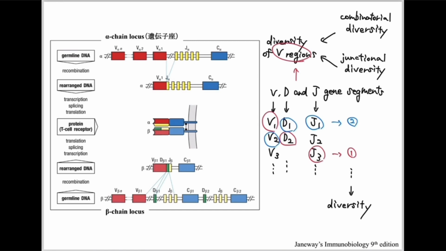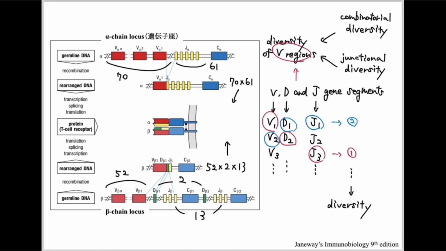Specifically, alpha chain locus consists of 17 V gene segments and 61 J gene segments, whereas beta chain locus consists of 52 V gene segments, 2 D gene segments, and 13 J gene segments. Each of the different alpha chains could be combined with each of the different beta chains, and it finally makes up around 5.8 million different V regions. This process is called combinatorial diversity.